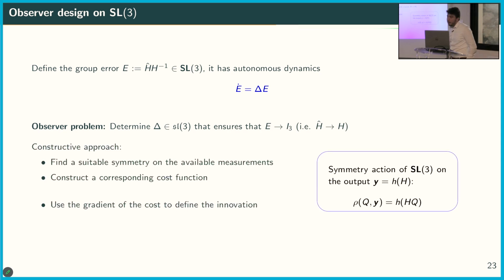The constructive approach is basically finding a suitable symmetry of this matrix on the output, so on the measurements that I have. Once I find this action on the output, I can construct a corresponding cost function. Once I do that, I can use the gradient of this cost, so basically do a gradient descent, in order to ensure that the error is converging to the identity. So a symmetry is essentially this map rho, such that if I have this relation over here, then it preserves a symmetry with the homography operations itself.